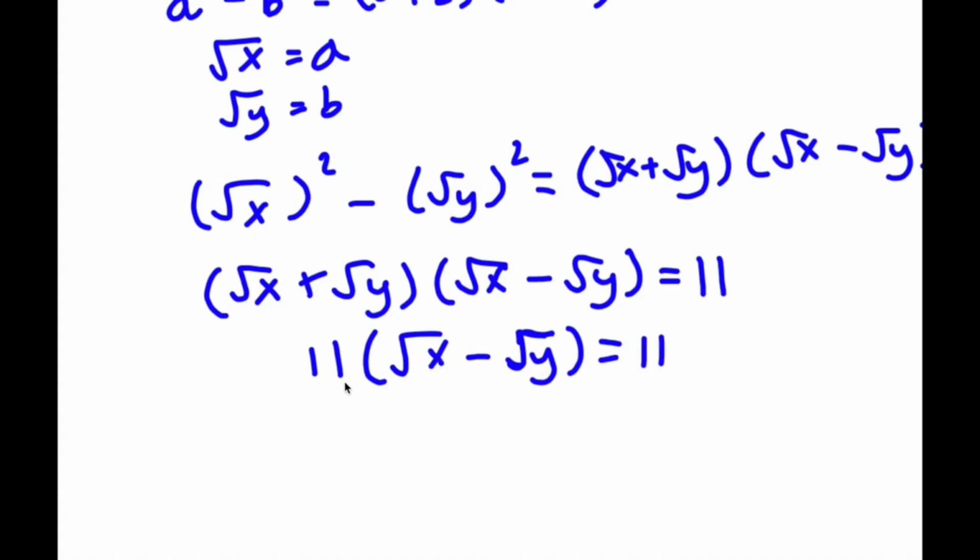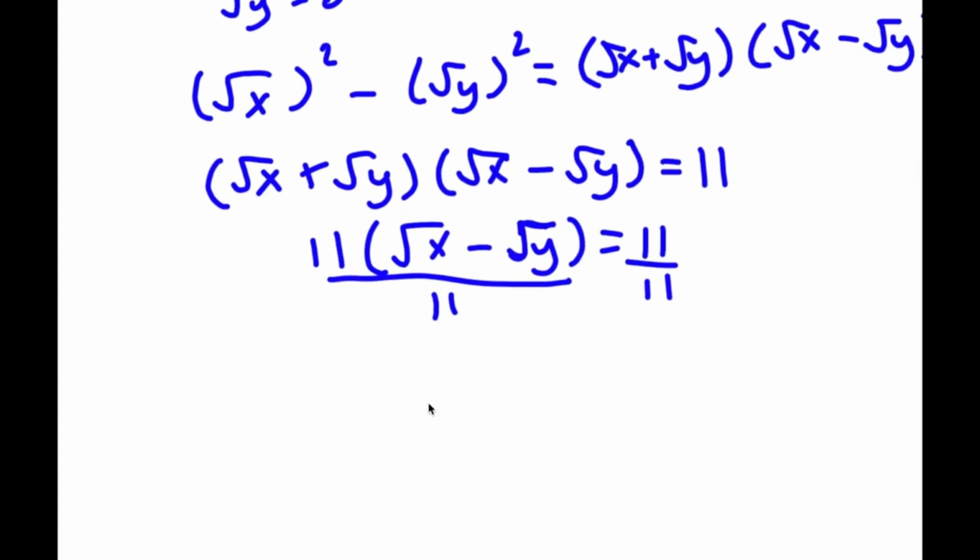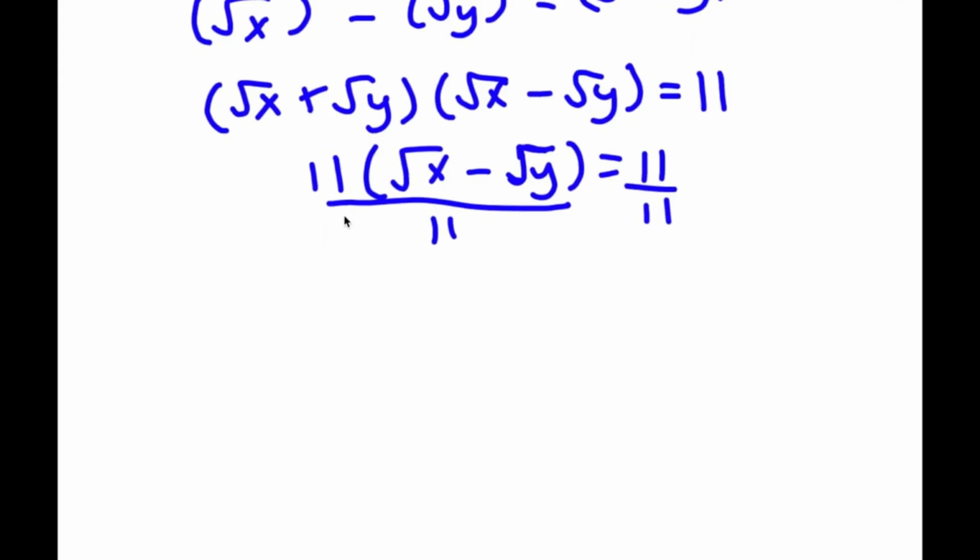And now we can simply divide both sides by 11. So now I have these two cancel out and these two cancel out. So I have the square root of x minus the square root of y is equal to 1.